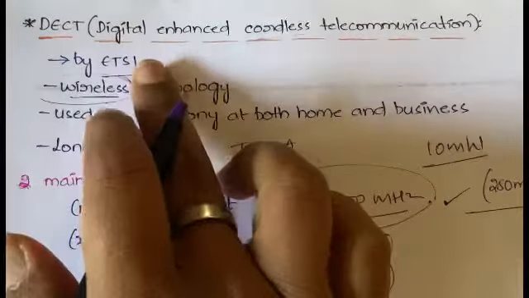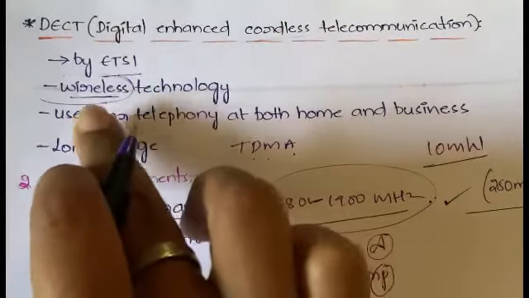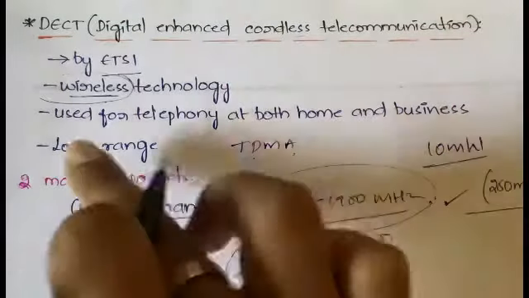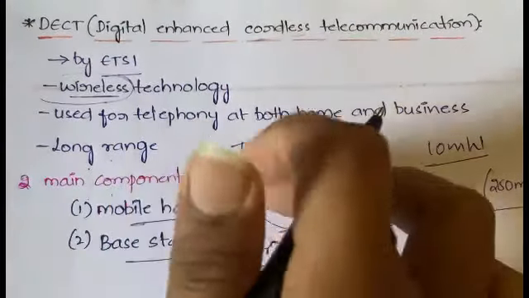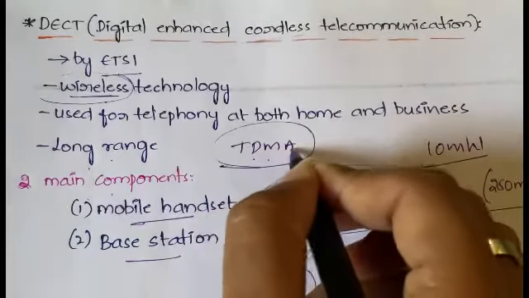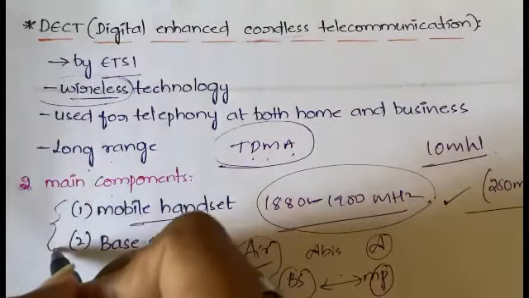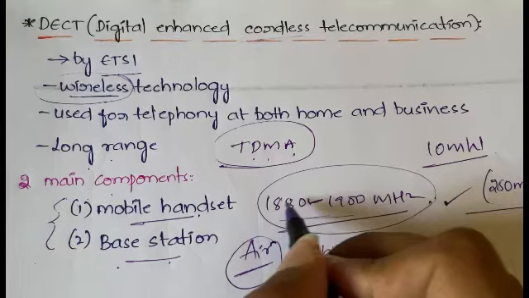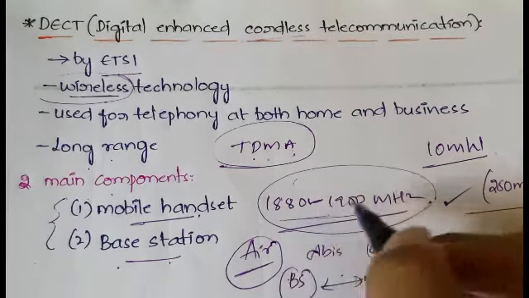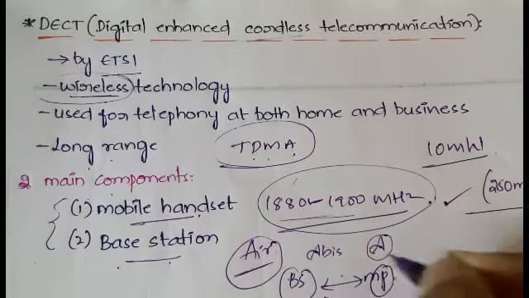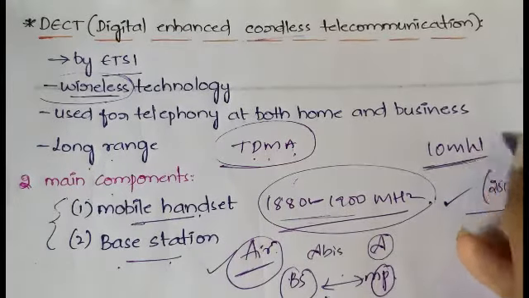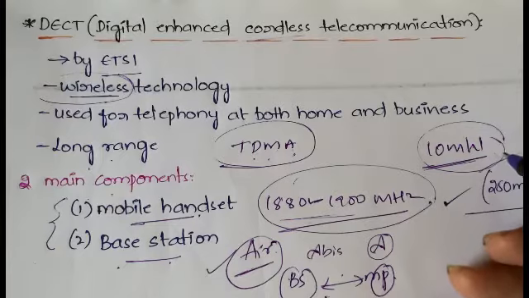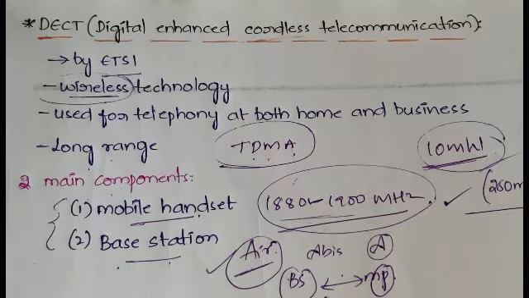So it is given by ETSI. It is a wireless technology used for telephony at both home and business. It also supports long range, and we use the TDMA concept, time division multiple access. We have two main important components in DECT: the mobile handset and the base station, and the frequency range is 1880 to 1900. The interface between the base station and the mobile phone is the air interface, and the average power consumption is 10 mW. So this is about the concept of DECT. I hope you understood it clearly.